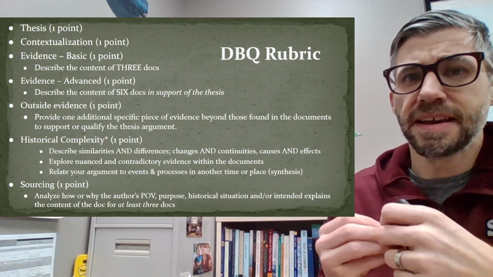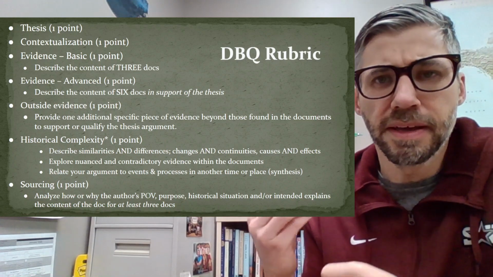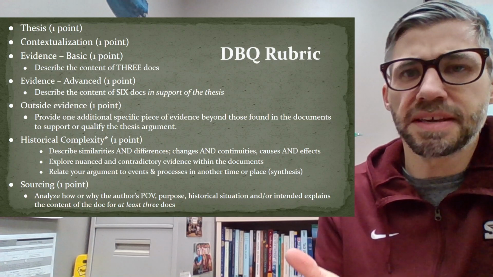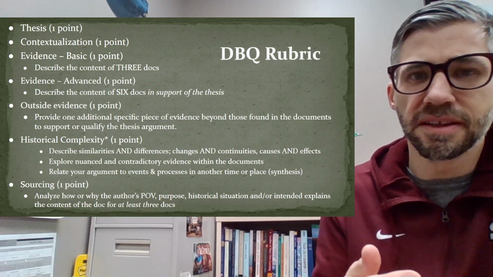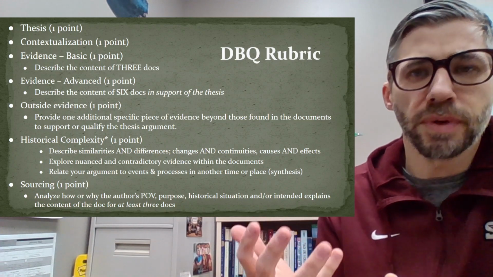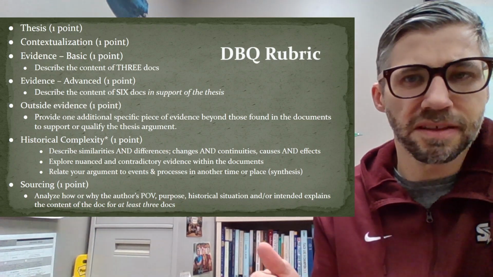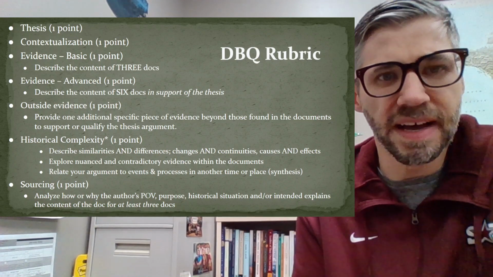Historical complexity is just the continual process of finding nuance and complexity, explaining all the similarities or differences, or in this case the changes and continuities, in rich detail, finding subtle differences between the documents even if you say some documents are similar. It's just that continual process of going above and beyond.